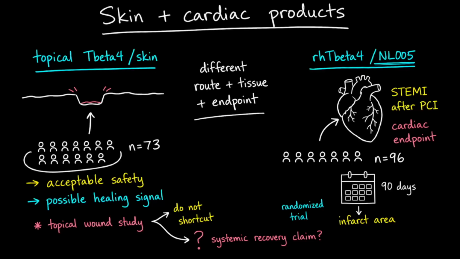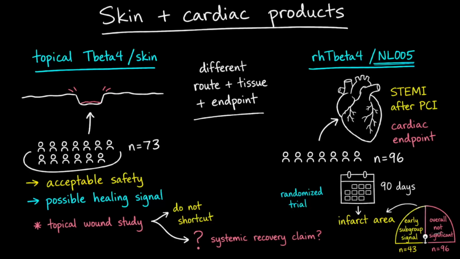So this is important. There were 96 patients, and the study was 90 days. It was randomized, and the result was split. An early first dose subgroup had a reduced heart attack area signal, but the full 96 patient analysis did not show significant heart attack or infarct area differences.